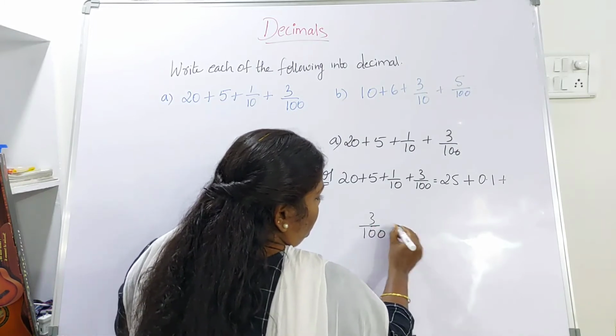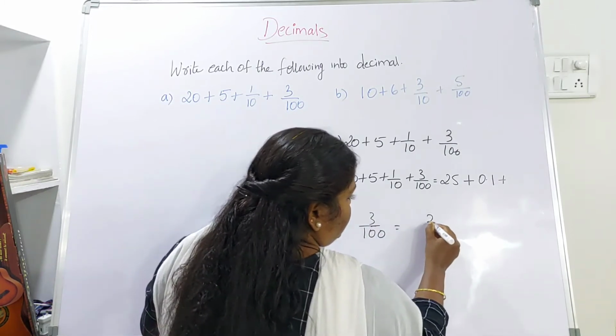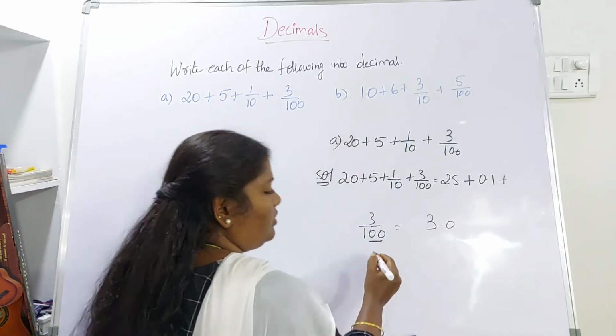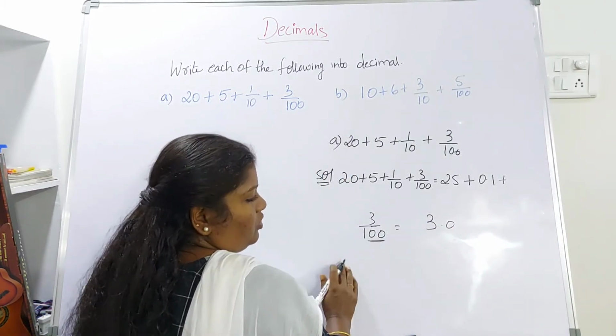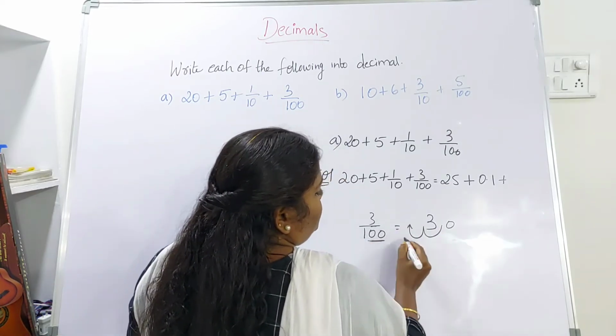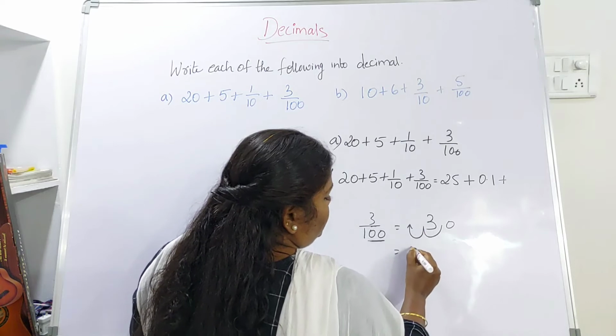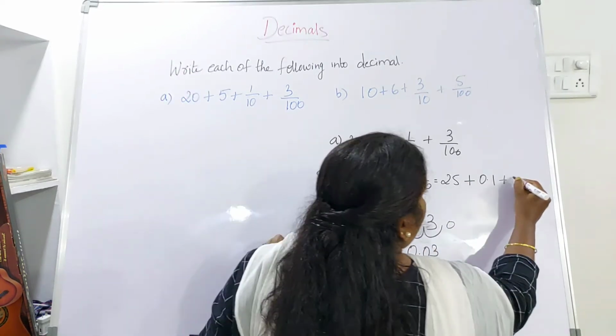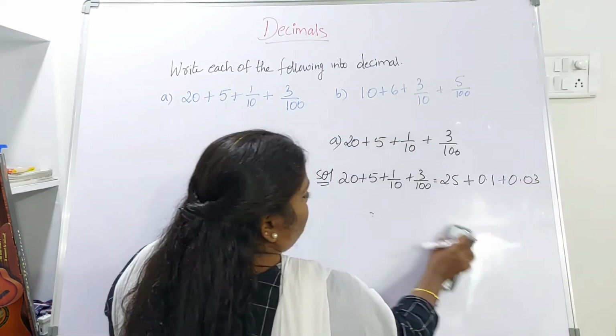So as I told you, the number in the numerator is 3, in the sense it is 3.0. You have 2 zeros in the denominator. So the point will be shifting 2 places and the obtained decimal fraction is 0.03. So here it is 0.03.